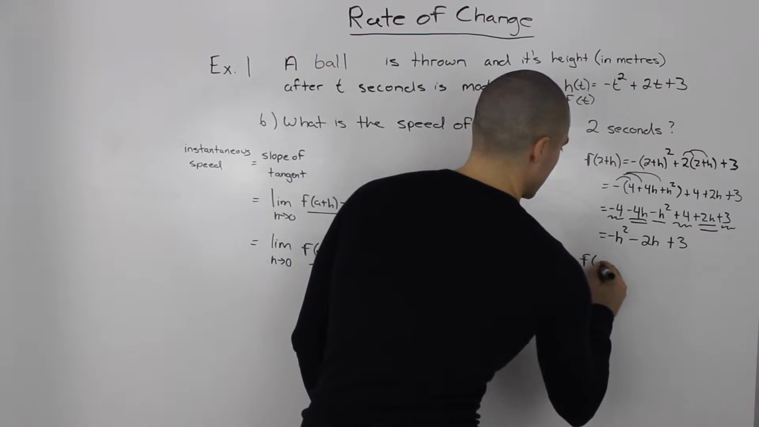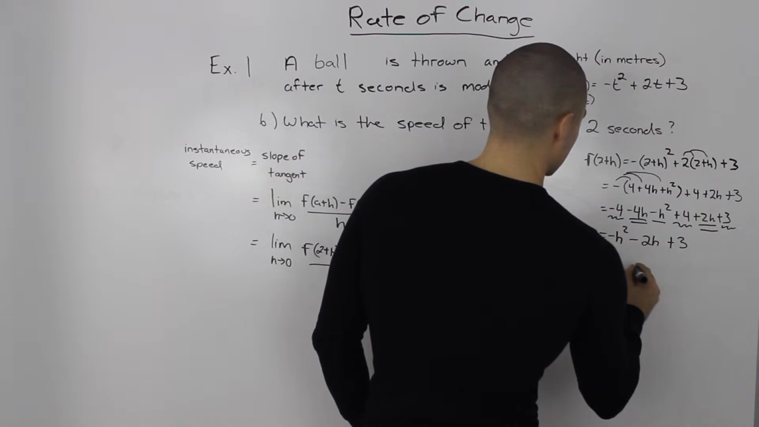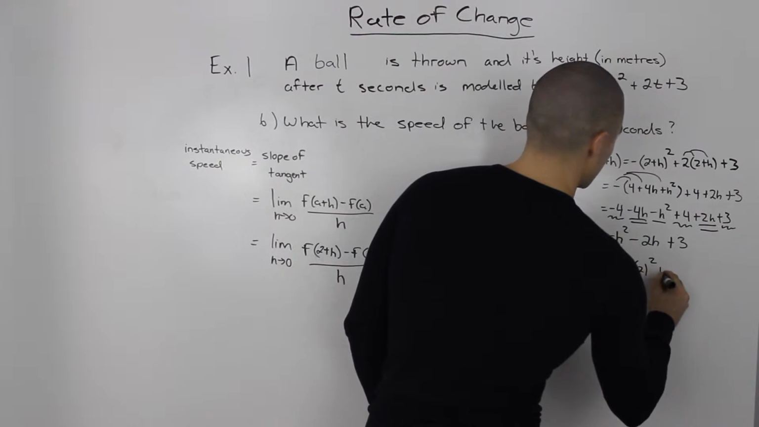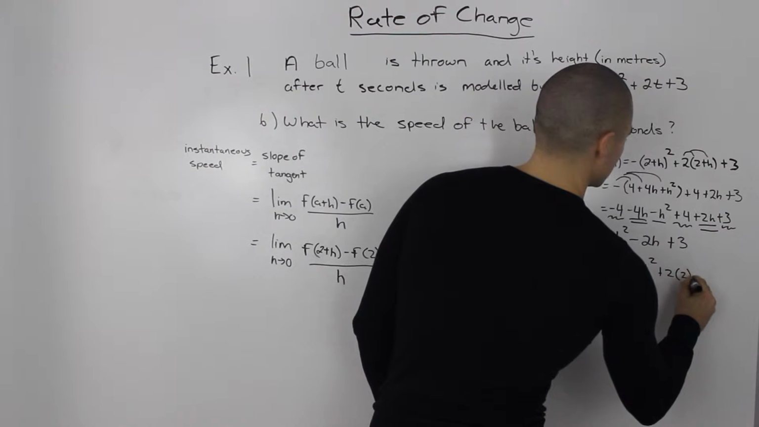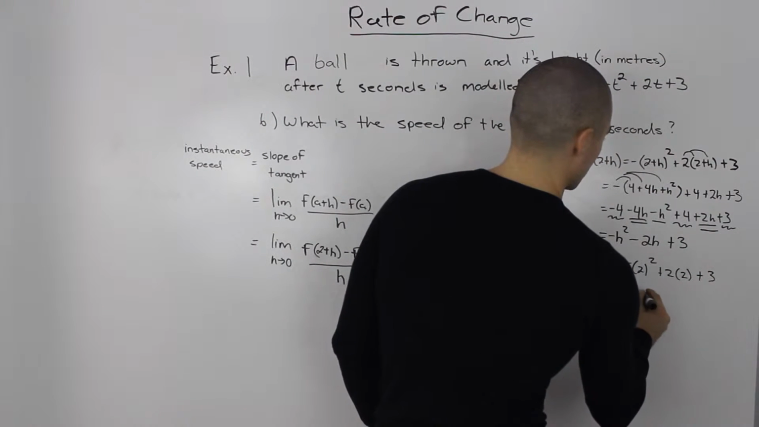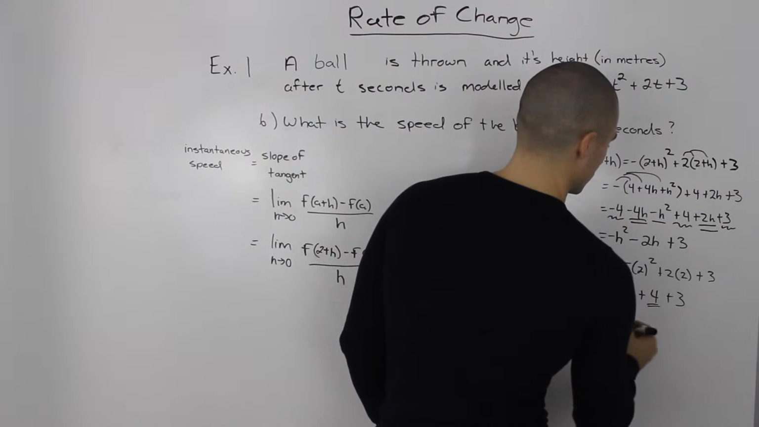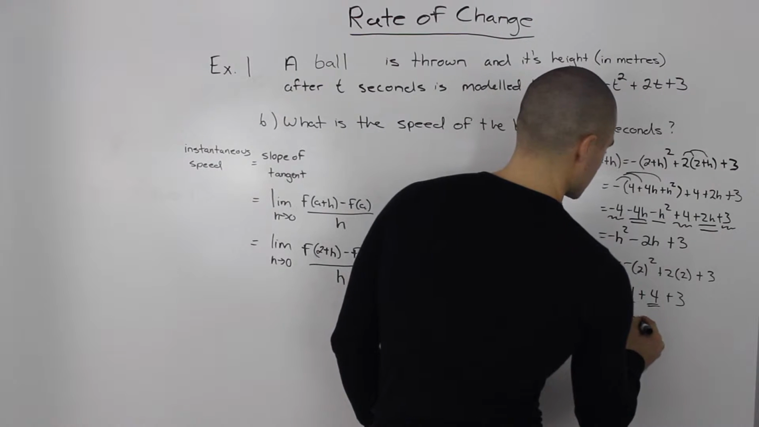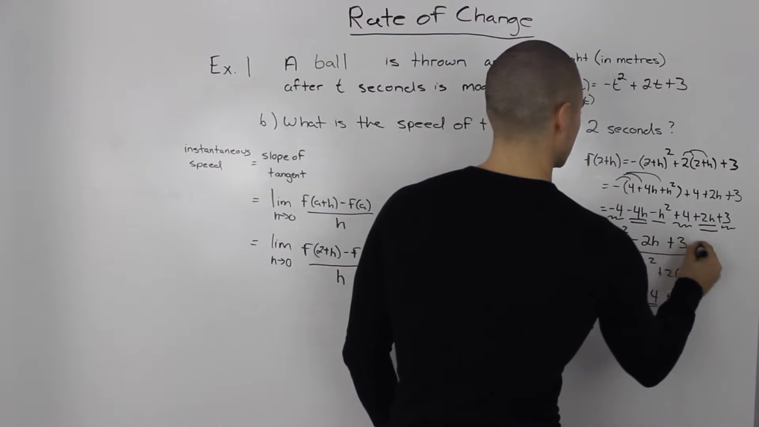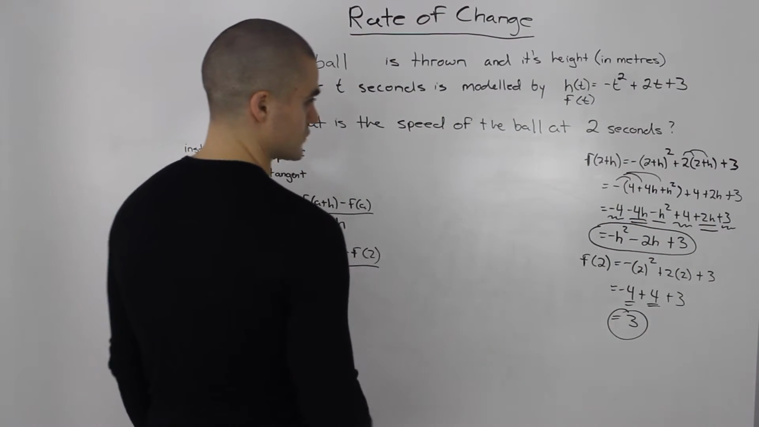Then let's find what f of 2 is. Plugging it into the equation, negative 2 squared plus 2 times 2 plus 3. So we'll have negative 4 plus 3. The negative 4 and the positive 4 cancel out, net out to 0, and we're just left with 3. So we have our two answers for f of 2 plus h and f of 2.